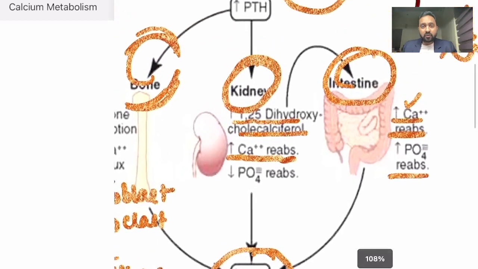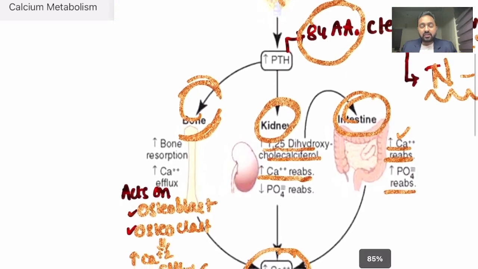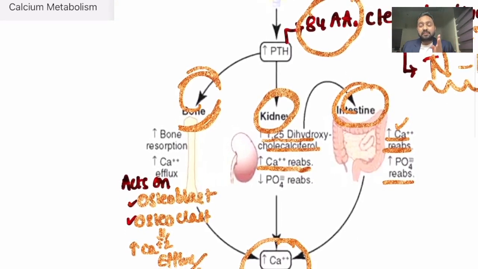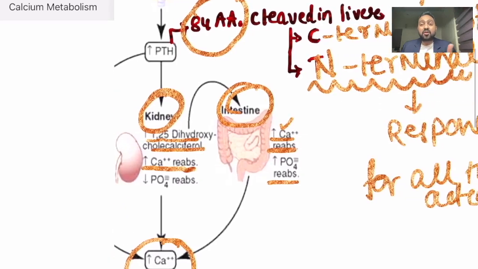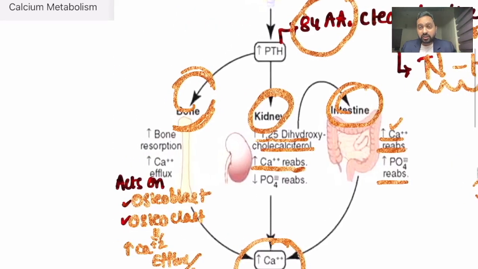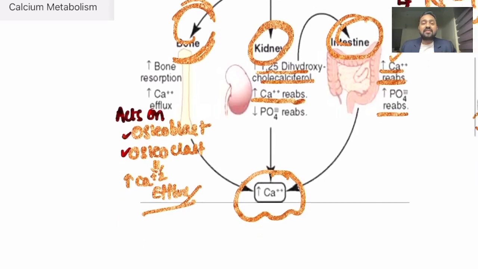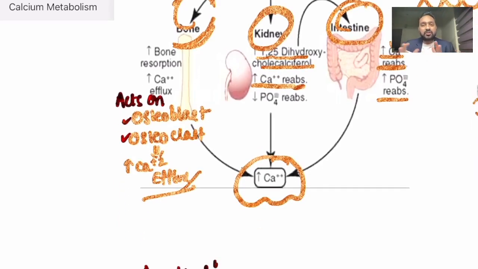So this is all about calcium metabolism. The low levels of calcium cause an increase in parathyroid hormone level, which has an active component, the N-terminal peptide. It acts on the bone, on both osteoblast and osteoclast, causing an increased efflux of calcium ions. In the kidney, it causes increased calcium reabsorption, and 1,25 dihydroxycholecalciferol is formed from the inactive form of vitamin D, which is secreted by the liver. Now this active form acts on the intestine, causing increased calcium reabsorption, the net effect being increased calcium levels.